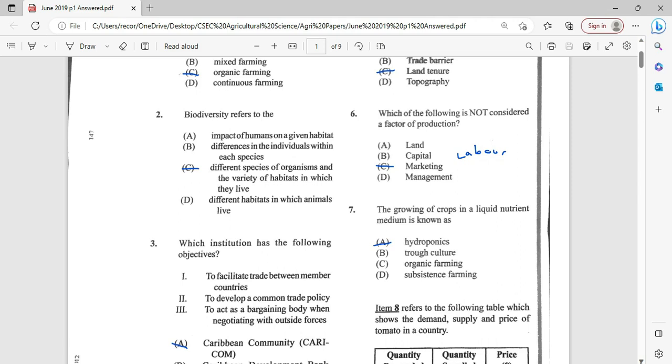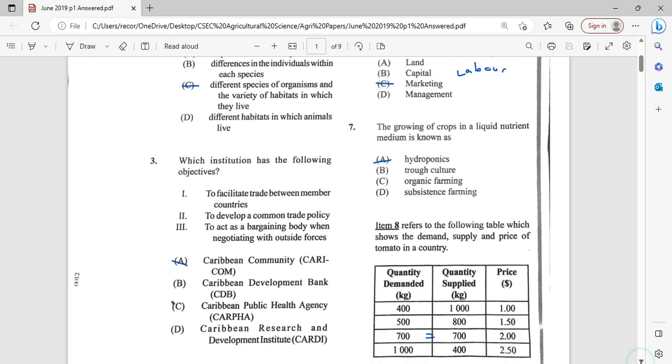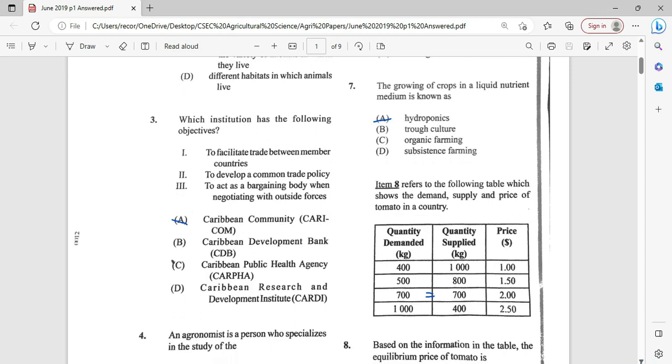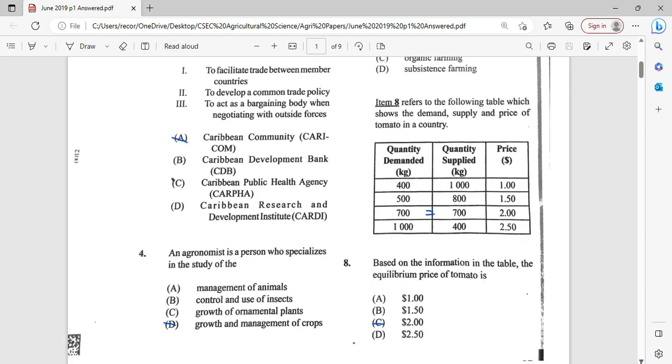The growing of crops in a liquid nutrient medium is known as hydroponics, or if you had aquaculture. So it's hydroponics here.